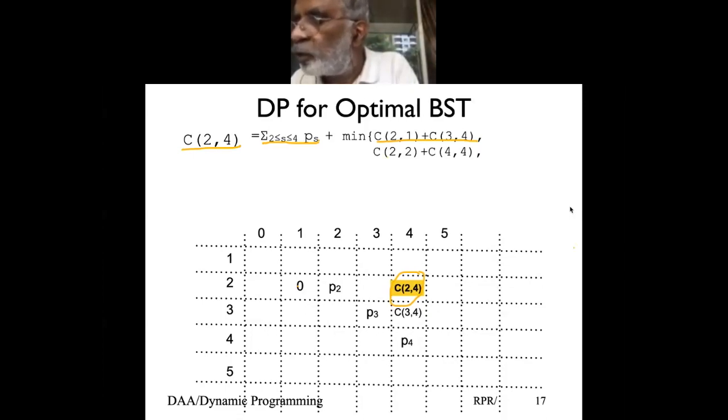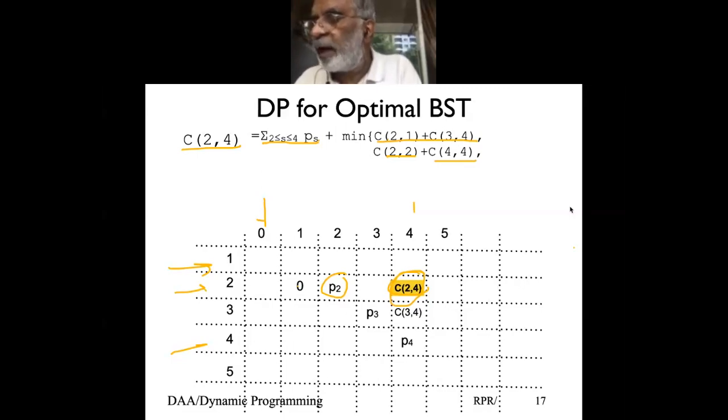Now look at C22. C22 is probability 2. So this indicates number of rows and the column. So we need to beat C24. This is row 2, column 4. So C24 depends upon C21.